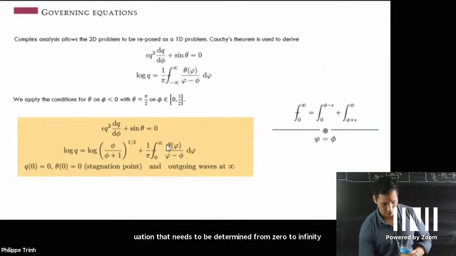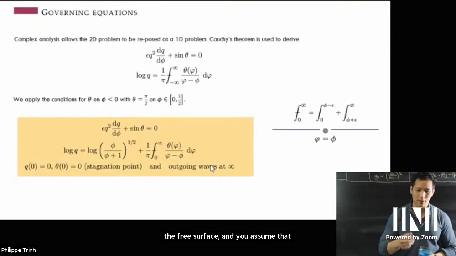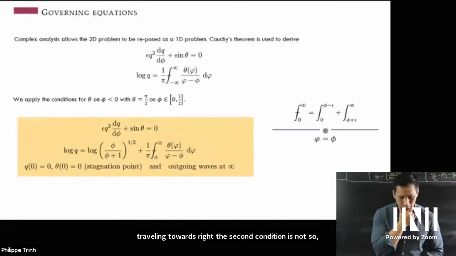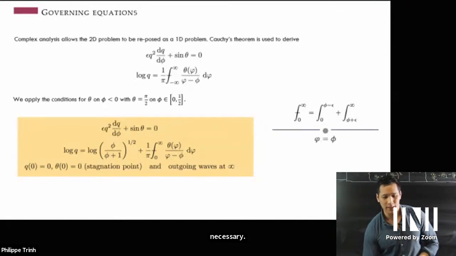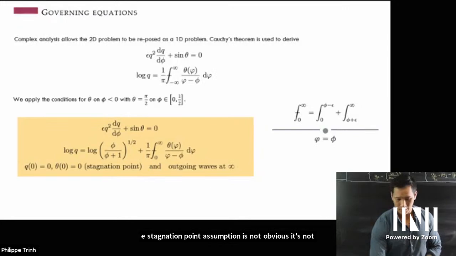So just to be very clear, just so everyone's on board, you're looking for unknowns q and theta as a function of phi. These are equations along the free surface when psi is equal to 0. Phi ranges from 0 to infinity, and you assume that there's a stagnation point at the connection between the solid boundary and the free surface, and you assume that the waves are traveling towards the right. The second condition is not so obviously necessary. And that's it. I should say, by the way, that the stagnation point assumption is not obvious. It's not obvious that you should be imposing a stagnation point, but I'll leave it at that.